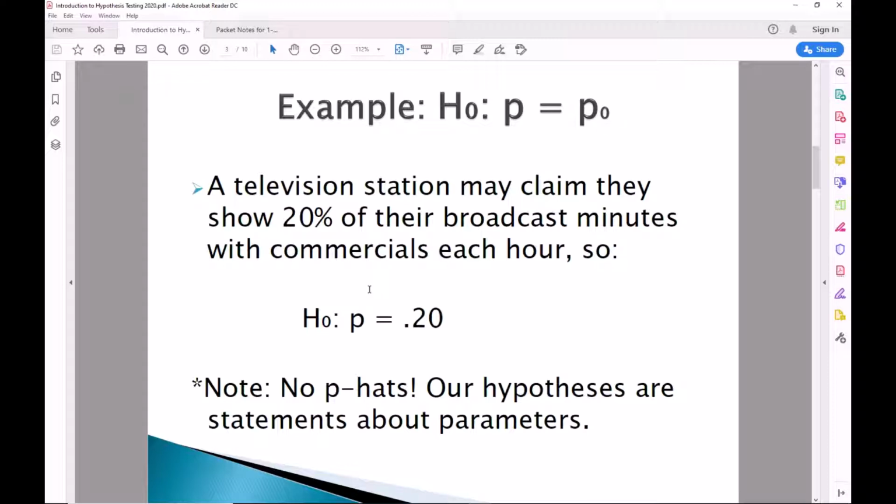There was no mention of sampling. You should not have a hat on here. We're making a statement about parameters when we write a null hypothesis, or an alternative for that matter. All right? So the population proportion has to equal some true value. This is what they're claiming.